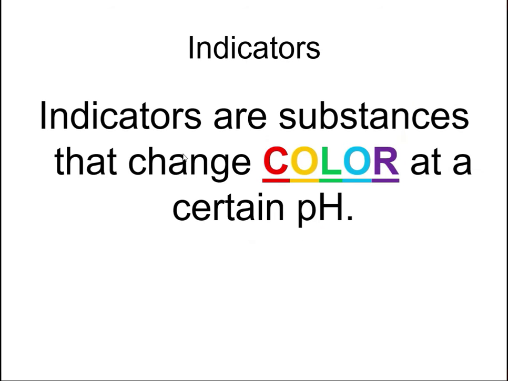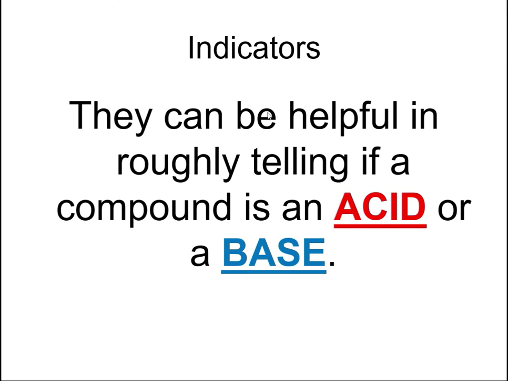So what's an indicator? Well, if I were to say something was an indicator in general, it just means it tells me about something. Well, an acid-base indicator tells me whether or not something's an acid or a base. It changes color at a certain pH. So when trying to figure out something's acidic or basic, you can use an indicator and add something to it and see whether it turns color.